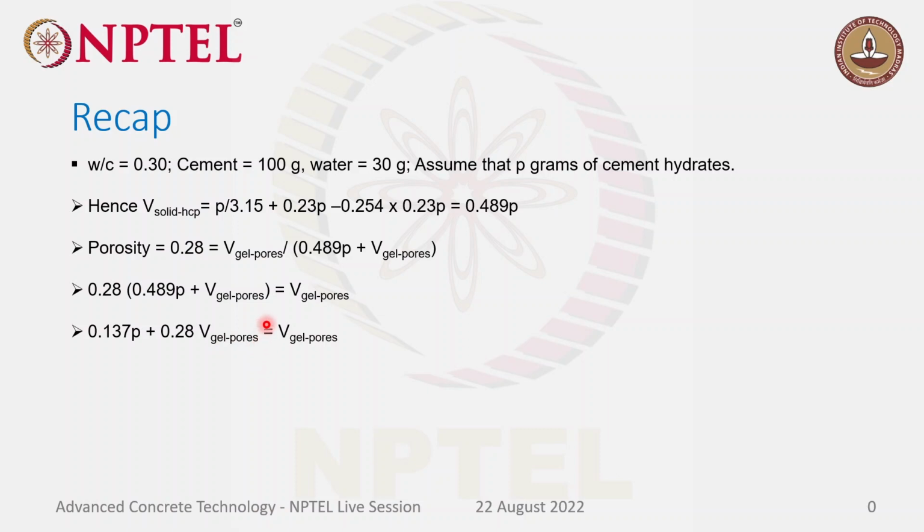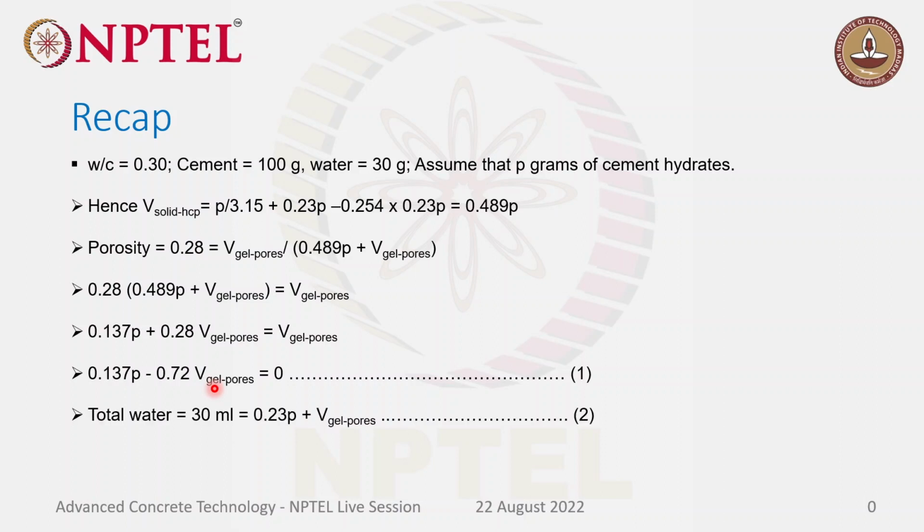is equal to the volume of gel pores, which already exists here, and I take this gel pores to this side. So what happens is 0.28 minus 1. This will be 0.137p minus 0.72 volume of gel pores.